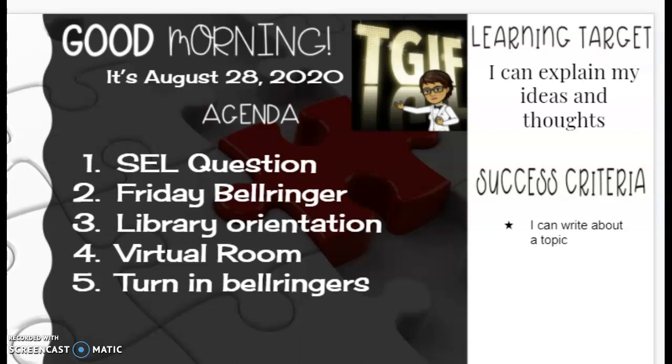We're going to do our SEL question. We're going to complete our Friday bell ringer and turn it in. We're going to watch a video on the library orientation, and we are going to start creating a virtual room. Your learning target is you can explain your ideas and your thoughts, and you can write about a topic. So let's go ahead and go to the Google Classroom.